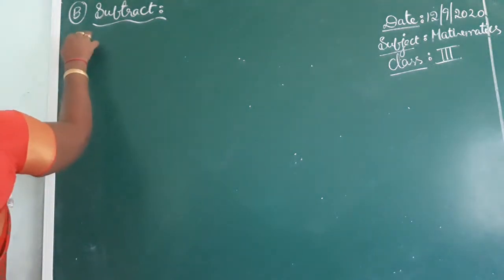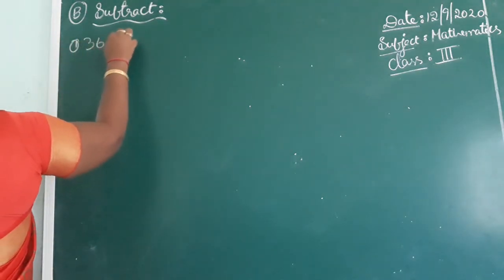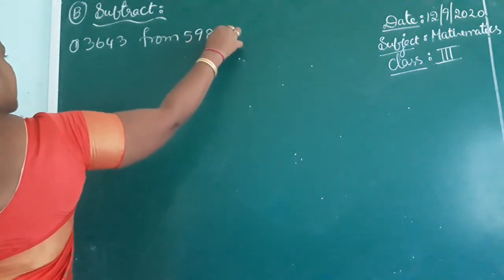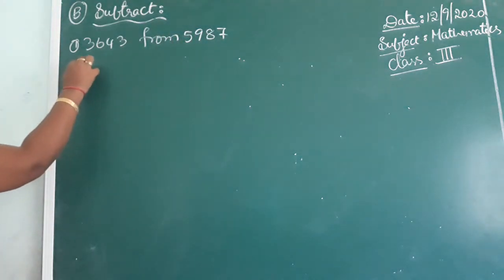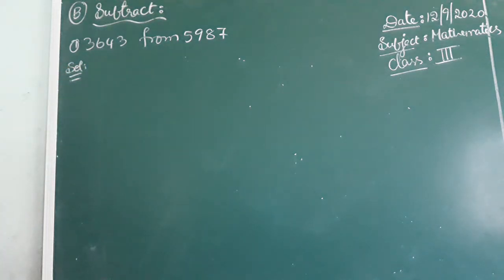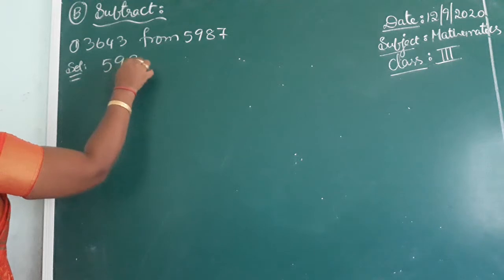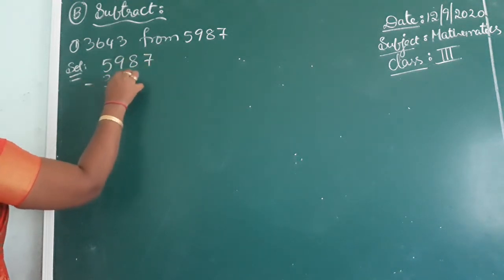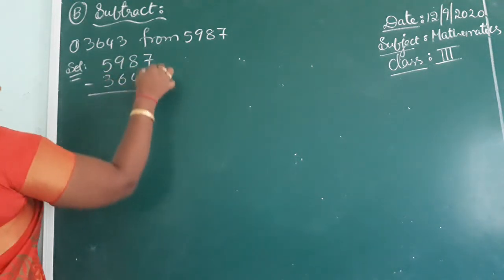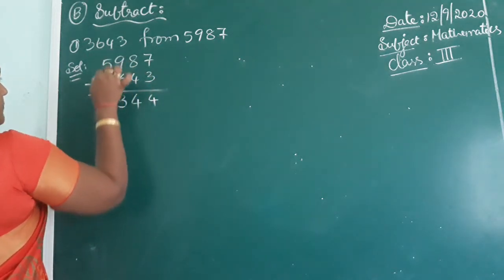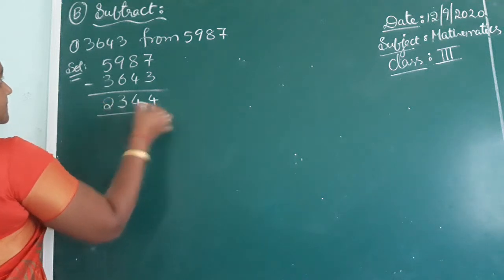First one, 3643 from 5987. Always in subtraction, if they say subtract the number from the other, it means first you should write the number which is after "from". So 5987 minus 3643. 7 minus 3 is 4, 8 minus 4 is 4, 9 minus 6 is 3, 5 minus 3 is 2.